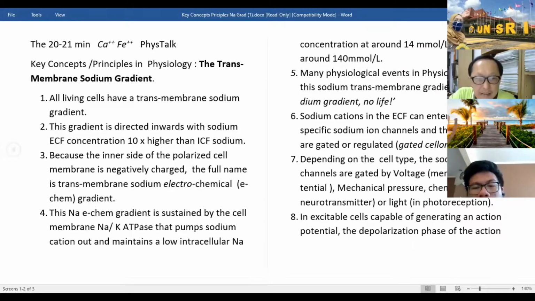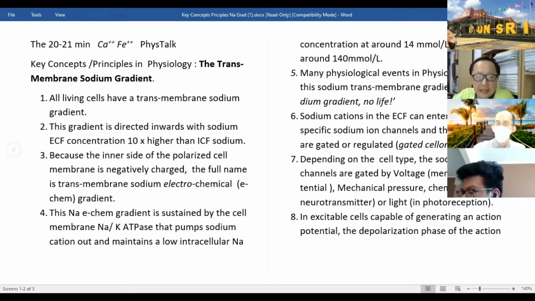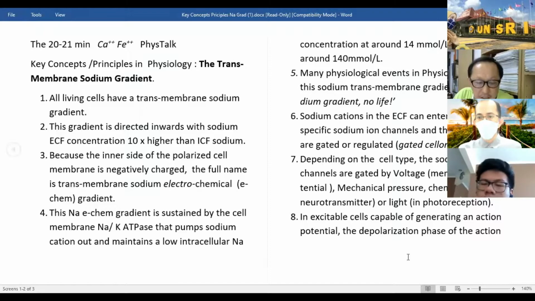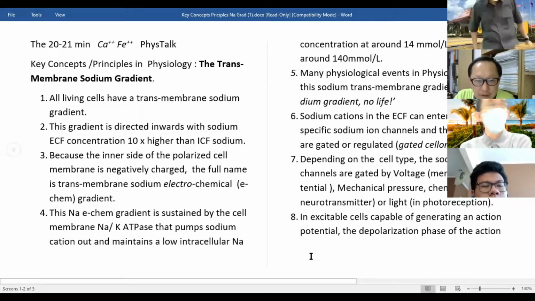But anyway, since the inner side of the polarized living cell membrane is always slightly negatively charged, the full name of this transmembrane sodium gradient is transmembrane sodium electrochemical gradient, because sodium is a cation, and so the slightly negatively charged inside of the cell tends to attract sodium ions.